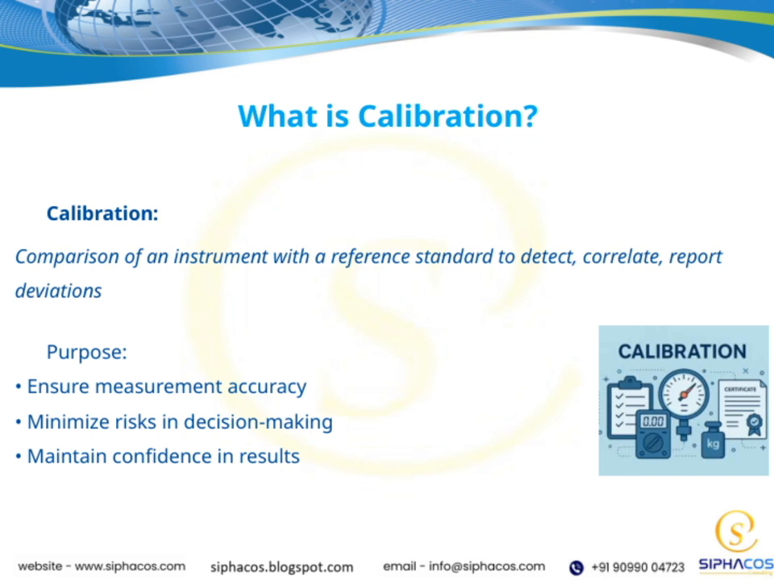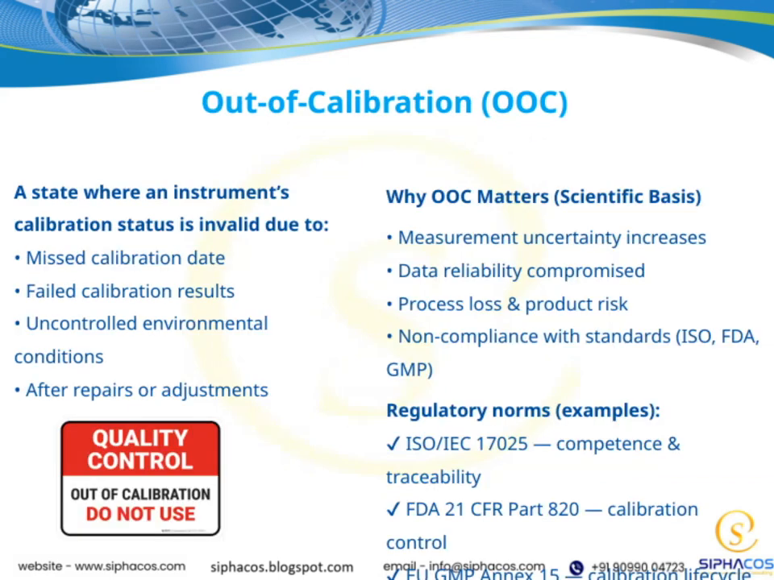Finally, calibration helps us maintain confidence in our results. When we regularly check and calibrate our instruments, everyone can be assured that the data is reliable, and that's essential for maintaining high standards in any operation or research. So, in the context of our overall theme, calibration is a key step in ensuring quality, safety, and confidence in our measurements.